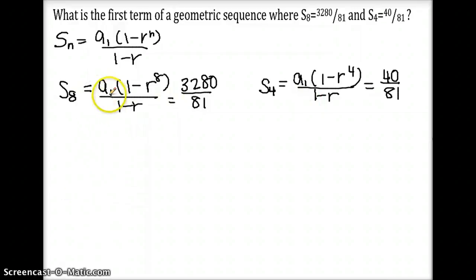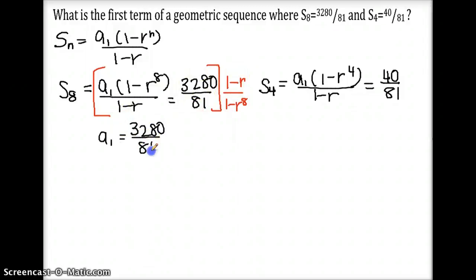So I'm going to solve for a sub 1, and then I'm going to make those two a sub 1s equal to each other, and then I'm going to solve for r. So here, to solve for a sub 1, I'm going to multiply this whole thing by (1 - r)/(1 - r^8). So then I have a sub 1 equals, and this is going to cancel out with this, so I just have 3,280 over 81 times (1 - r)/(1 - r^8).